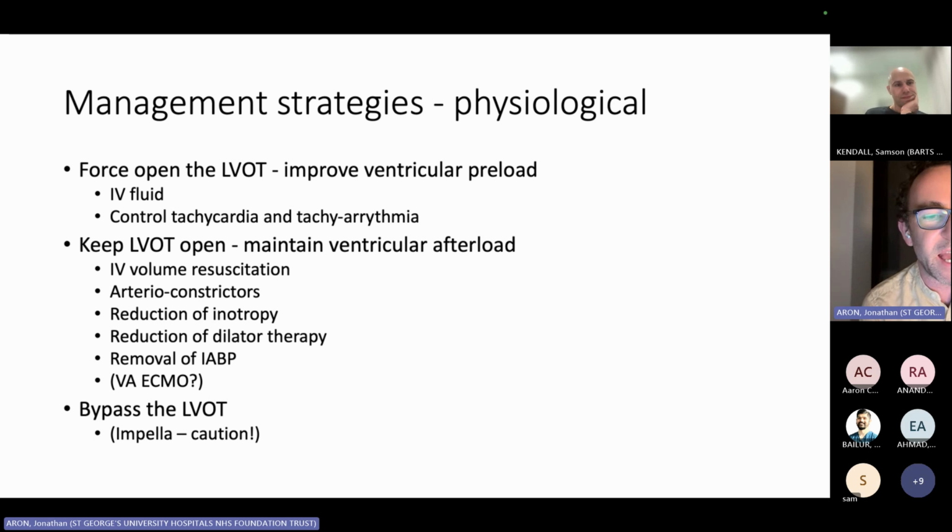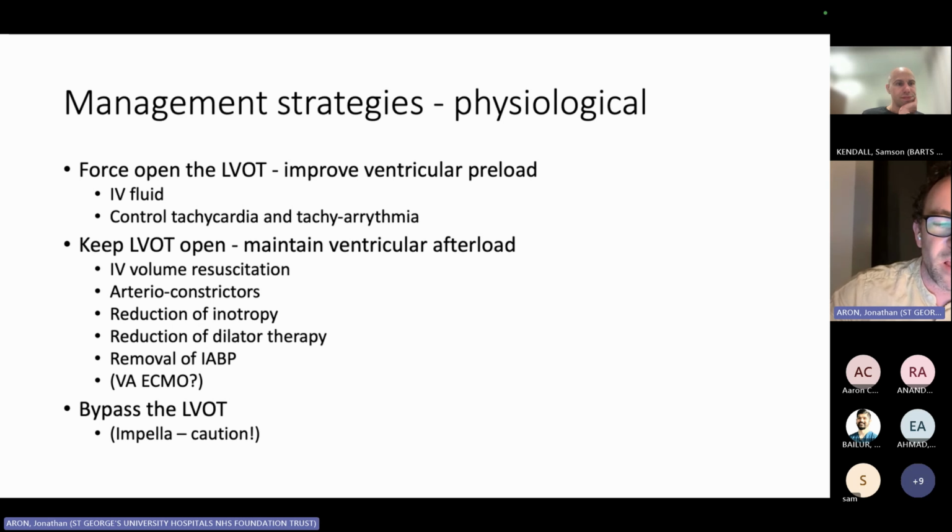Maintaining LV afterload, systemic vascular resistance, is really important, because remember, we talked about how a low afterload, a septic state, actually induces this further, makes the ventricle empty more, and lets the left ventricular outflow tract narrow more if predisposed to do so. So in addition to everything we've talked about, if you use arterial constrictors like high-dose noradrenaline, although noradrenaline is not the right drug, as we'll talk about shortly, if you maintain afterload and prevent a reduction in your afterload, it might actually help.